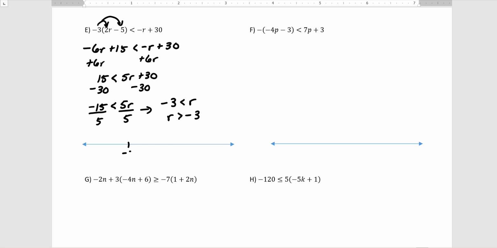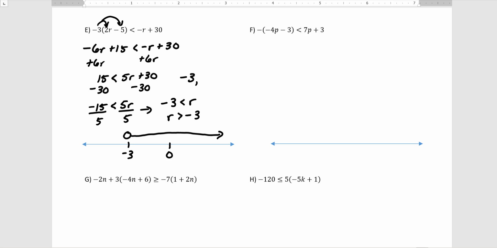We have negative 3 here. You put 0 there. Open or closed circle? Well, since it's strictly greater than, we'll have an open circle. Greater than goes to the right. There we go. So that number line now communicates that r is greater than negative 3. Interval notation here: well, the smallest value we can have is negative 3.